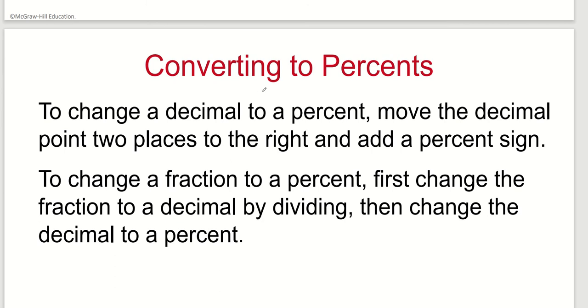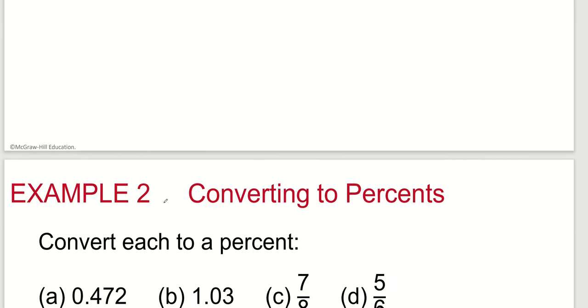We can also convert 2% to go from a decimal to a percent. We're just going to slide the decimal place to the right 2 places and add the percent sign onto it. To change from a fraction to a percent, we will first change the fraction to a decimal by dividing, and then change the decimal to a percent.